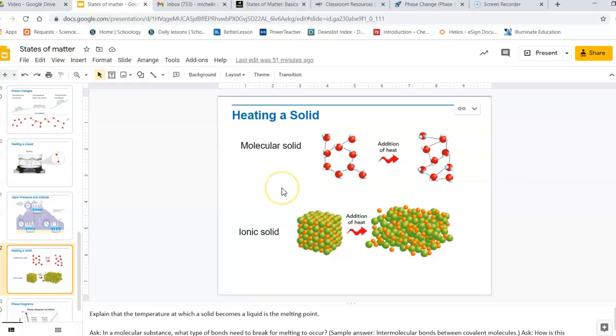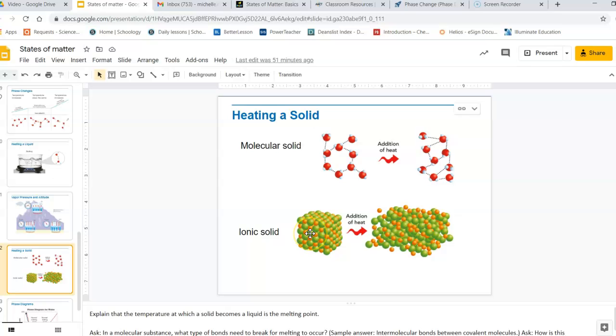The other point I'd like to make is about solids. When heat is added to a solid to go from a solid to a liquid, the molecules are able to pass by each other and start moving against each other, and you see that there is less order in the system. And this is for ionic.